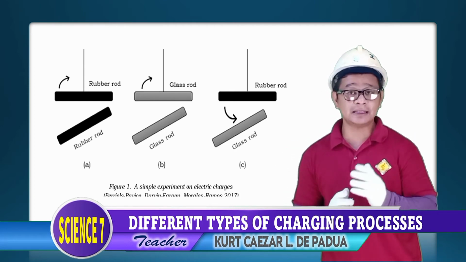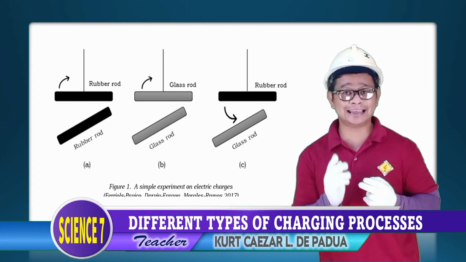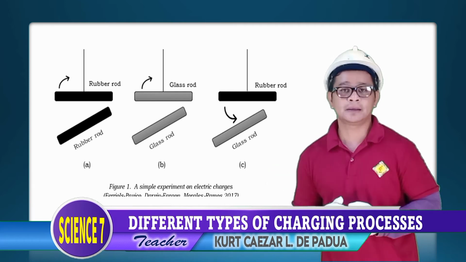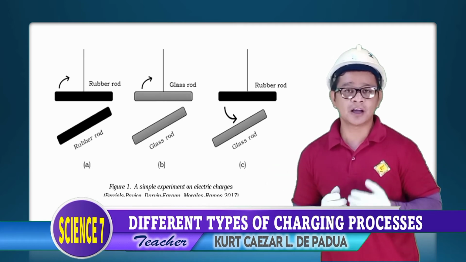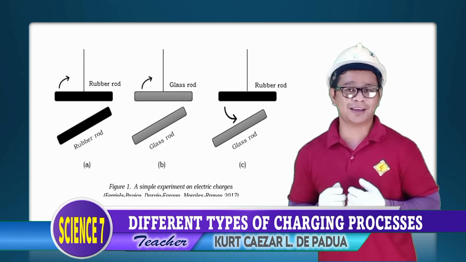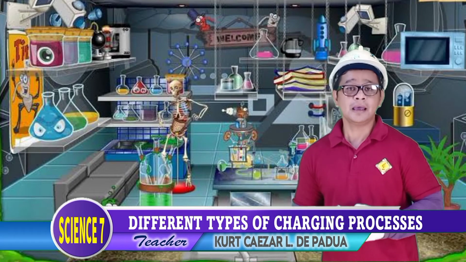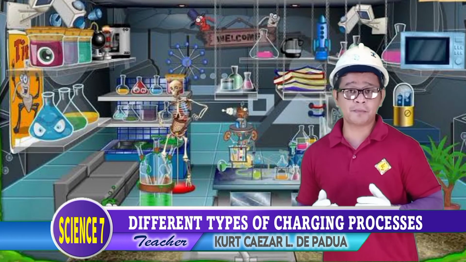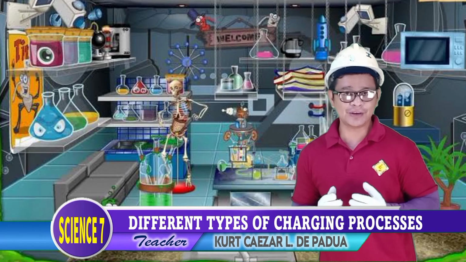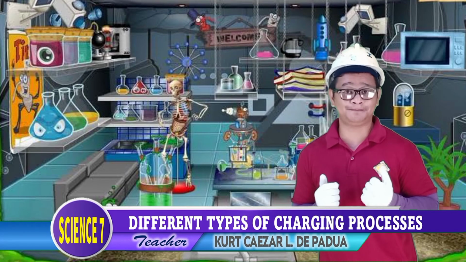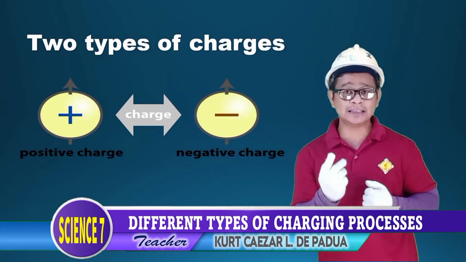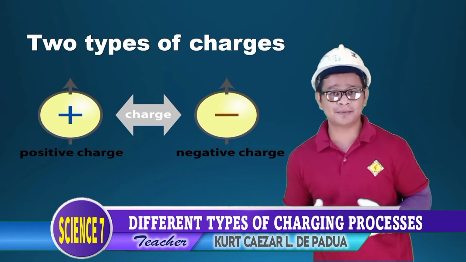The procedure is repeated using two glass rods and silk. In B, the glass rods also repel each other. But when the charged glass rods are brought near the suspended rubber rod in C, both attract each other. Obviously, the charge on the rubber rod is different from that of the glass rod. Thus, you can say that unlike charges attract. There are two types of charges. These are the positive and the negative charges.